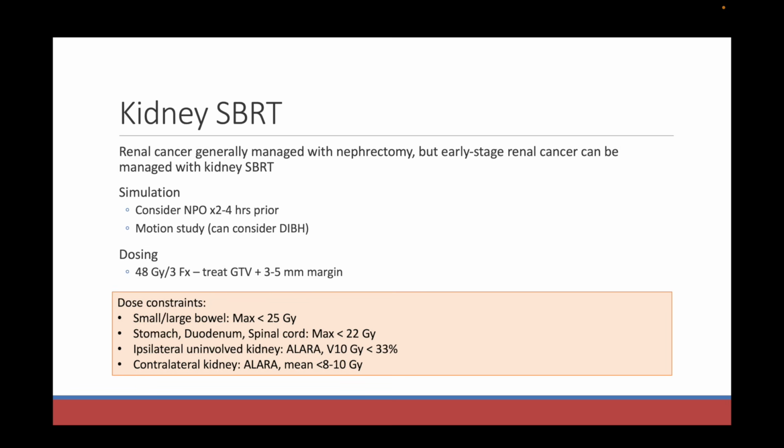The dose is 48 gray in 3 fractions, and you typically just treat the GTV with 3 to 5 millimeter margins for PTV. And constraints, you want to keep your small and large bowel max dose less than 25 gray. Your stomach, duodenum, spinal cord maxes less than 22 gray. So duodenum is a smaller max than the small and large bowel. The ipsilateral uninvolved kidney as low as reasonably allowable. The V10 ideally would be less than 33%. And for the contralateral kidney, you want to keep your mean less than 8 to 10 gray.